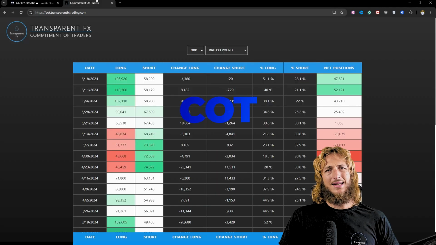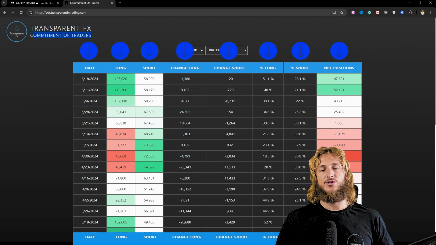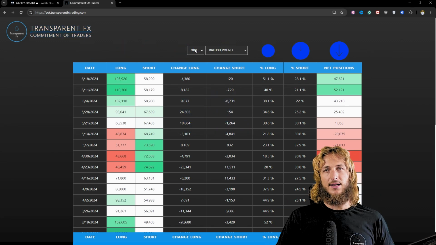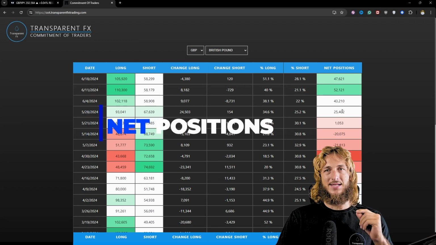For now, let's keep that in mind and move to the commitment of traders, so what hedge funds and the big players in the market are doing. Now, if we check the data for the GBP, what we can see is that with the last reports, net positions have been massively increased.